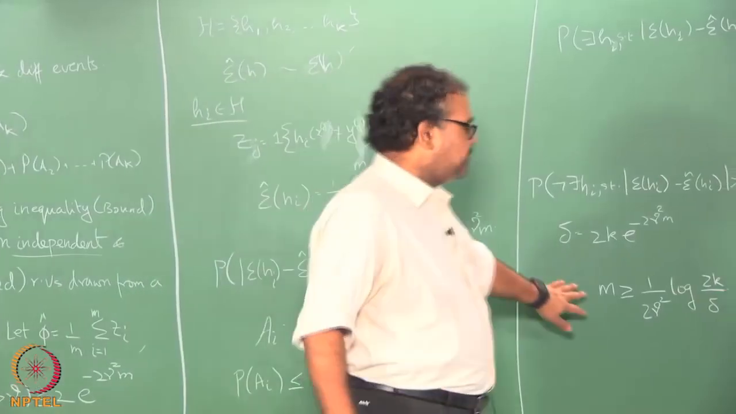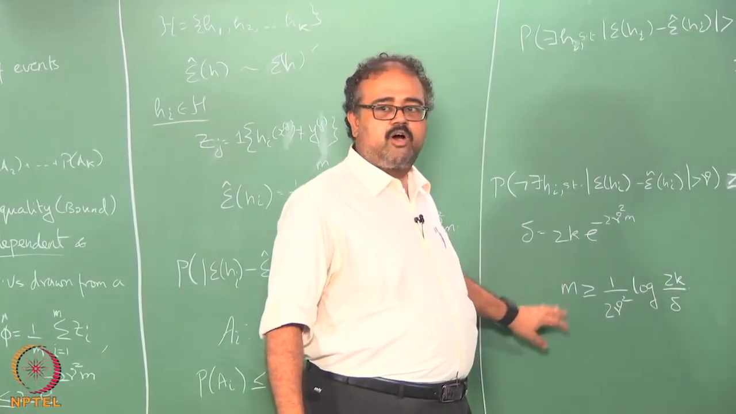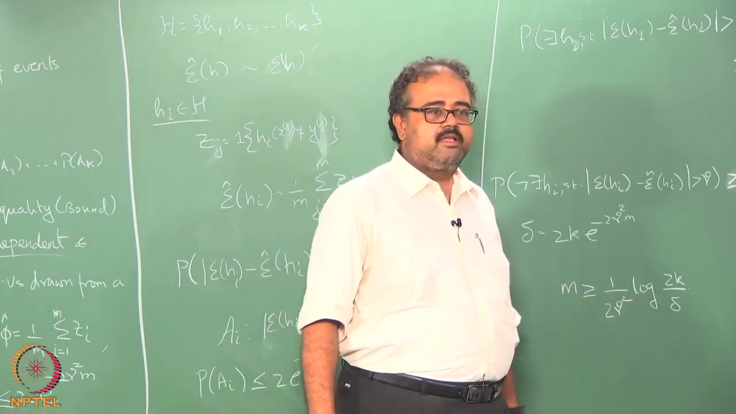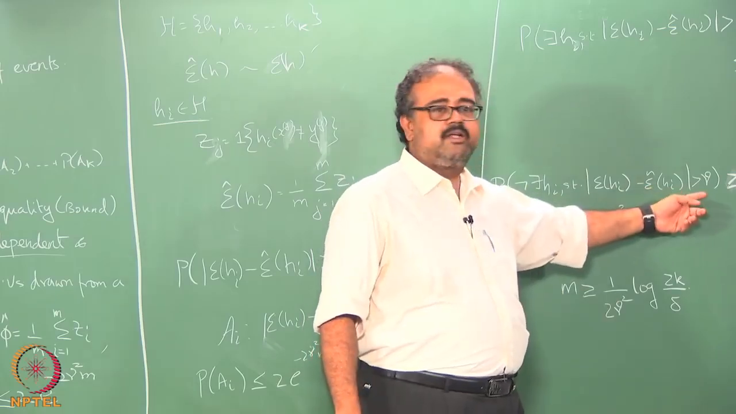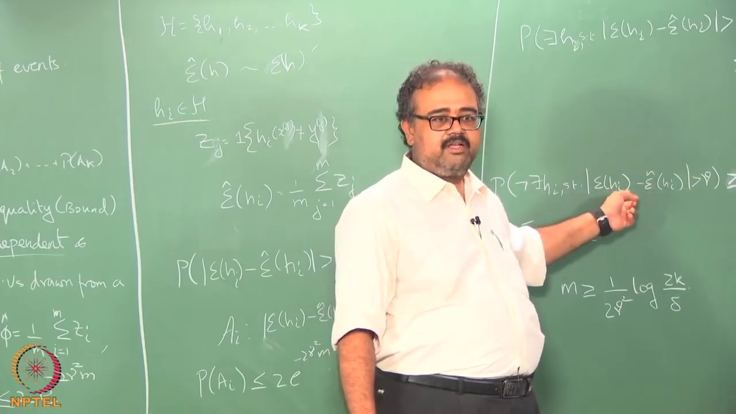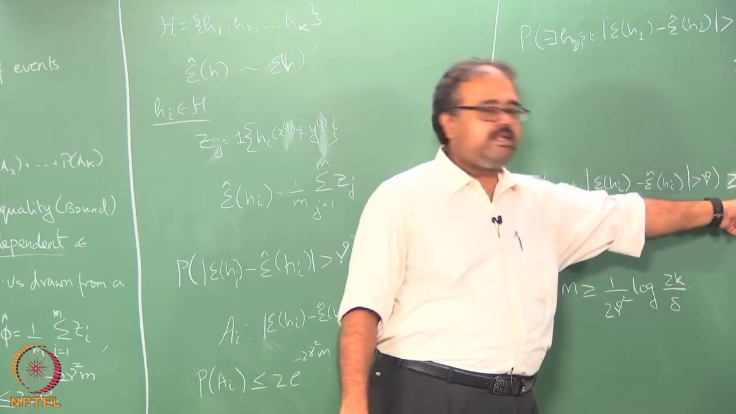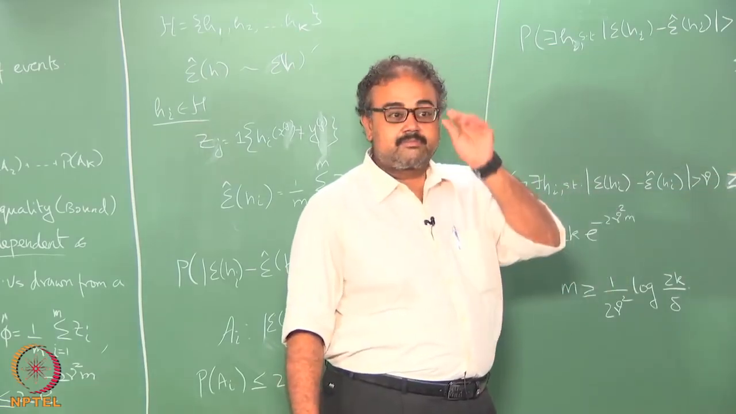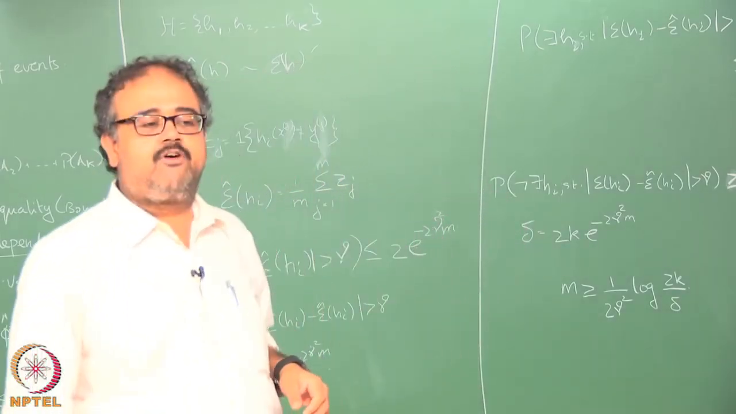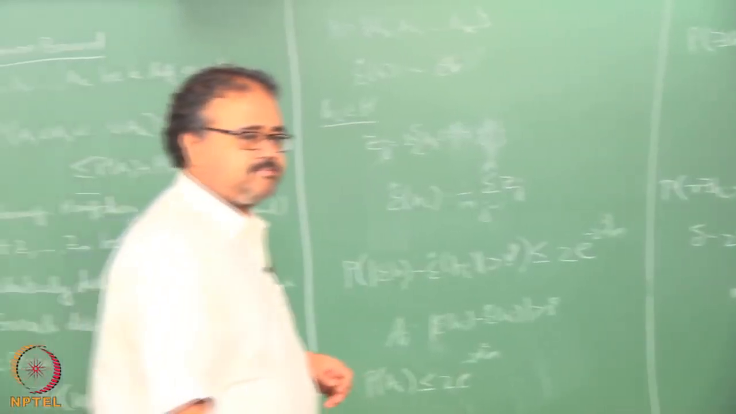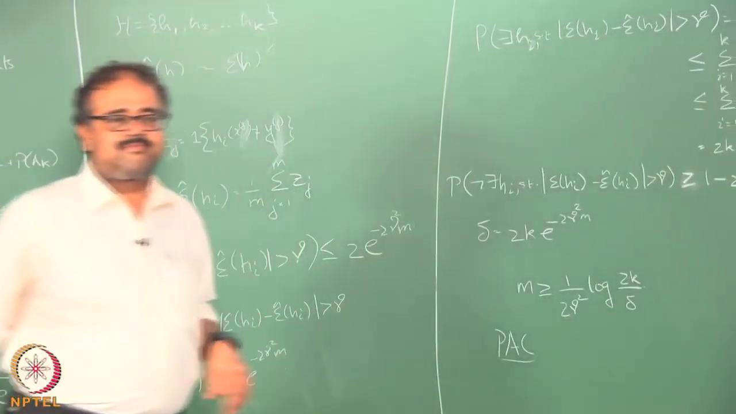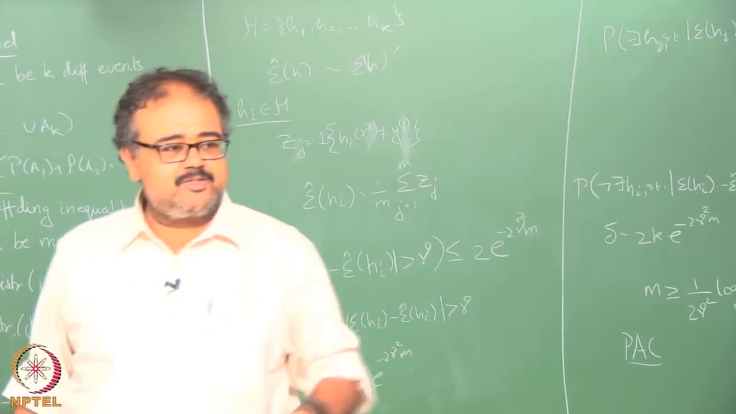So, this is called the sample complexity. This tells you how many samples you have to draw, so that all your classifiers are within gamma of the true classifier. The probability of that happening is at least 1 minus delta. So, these kinds of formulations are called PAC formulations, PAC. Do you know what PAC is?